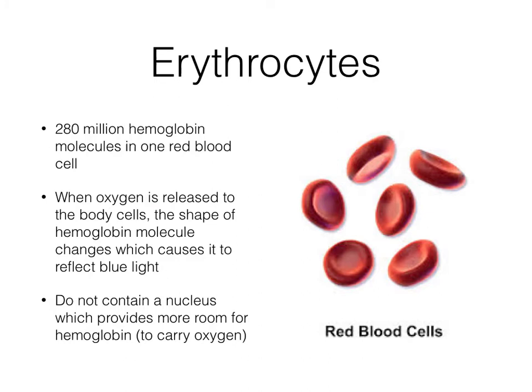When oxygen is released to the body, the shape of the hemoglobin molecules changes, which causes it to reflect blue light. And that's why your veins are blue. Well, look blue. Red blood cells also do not contain a nucleus, which provides more room for the hemoglobin. So that means that these blood cells can carry more oxygen.